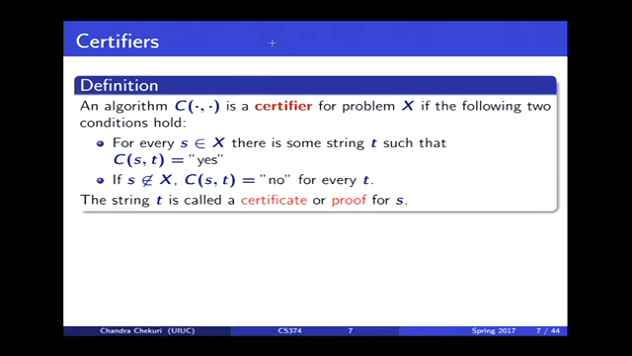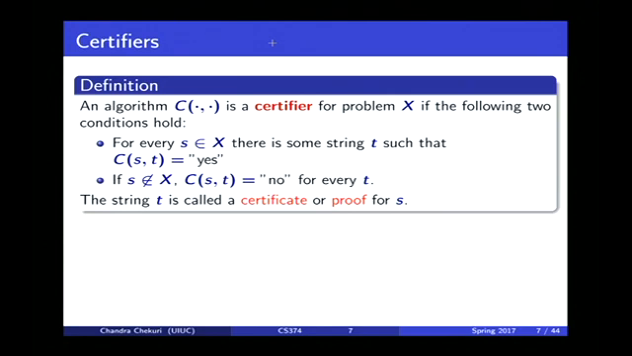So a certifier is an algorithm which takes two inputs, and it is a certifier for a problem X if it has the following property. For every input instance S of X, remember X is a decision problem. What does it mean that X is a decision problem or a language? Some instances are yes and some instances are no. If the instance has a yes answer, like a Sudoku puzzle, it must have the property that there is some string t, which is a solution or a proof, such that the verifier will say yes.